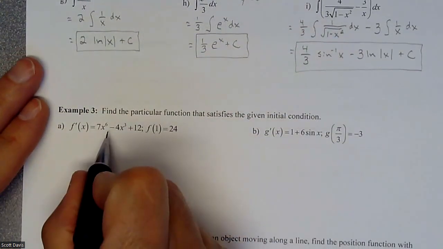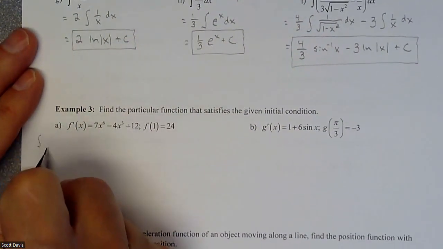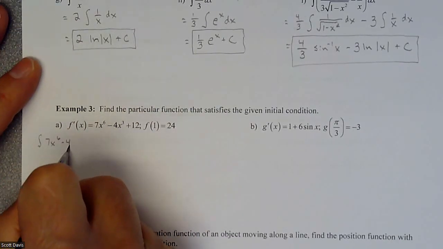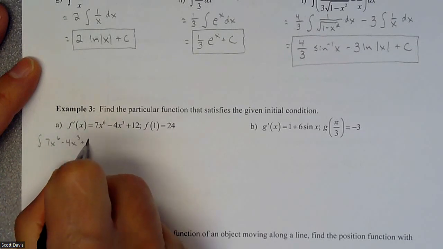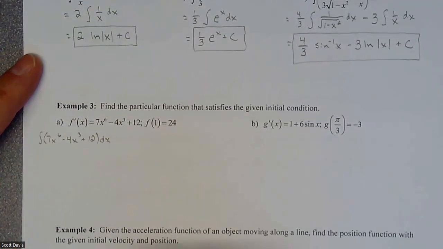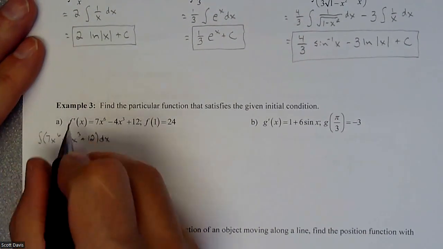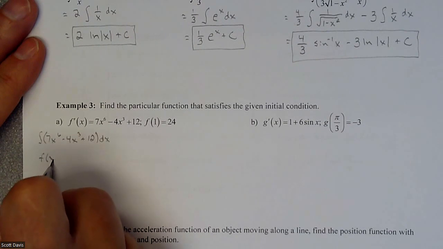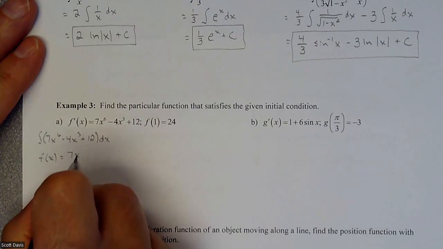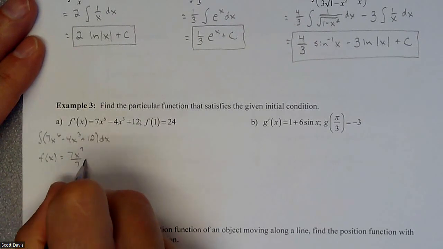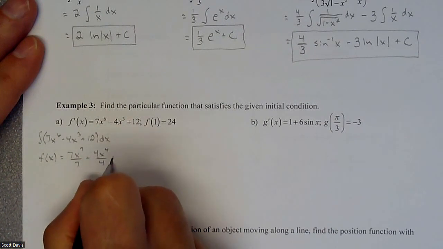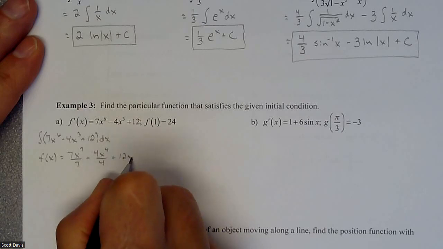Okay, so we are going to do the antiderivative, the integral of 7x to the 6th minus 4x cubed plus 12. If this was our original function f prime, we're going to do the antiderivative and create the original function. So if we follow the steps, we would add a power, divide by that power, minus 4x to the 4th. We add a power, divide by that power, and then plus 12x.